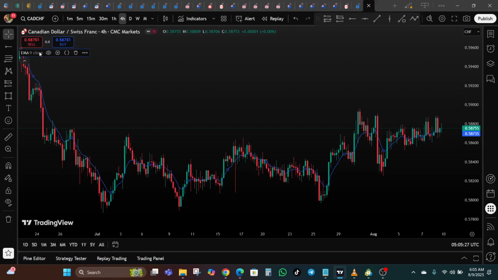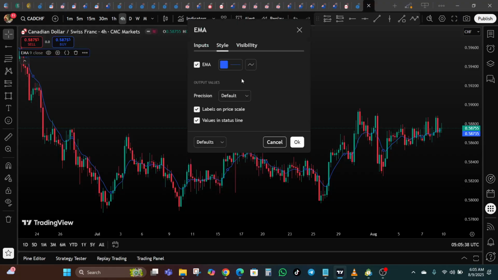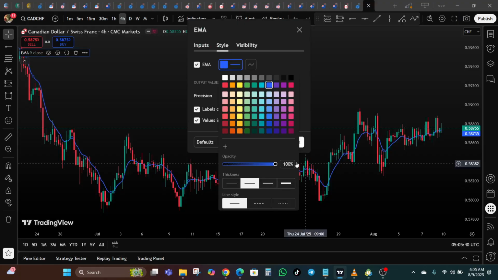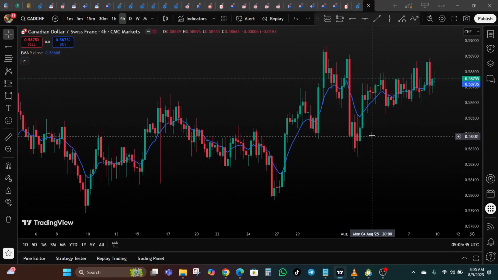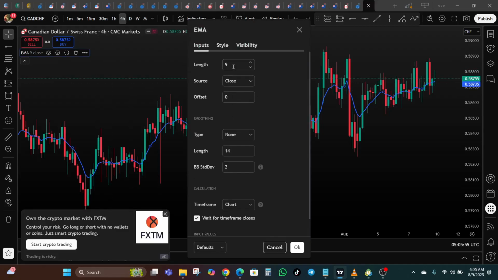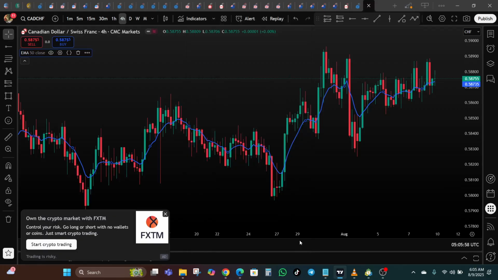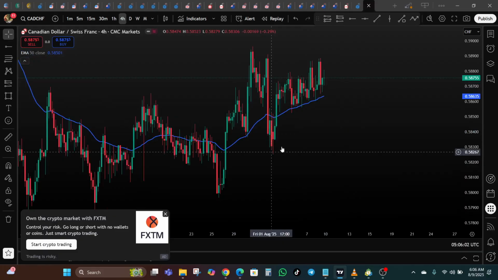Now a short-term moving average like the 9 EMA, the one that we have right here on the chart, is the 9 EMA. As you can see, the period, the length is set to 9. Let me just increase the thickness a bit. So this is a short-term EMA because the period is set to 9. It can help you to catch quick intraday moves. Then when you want to catch longer moves, you can change the length to 50, for example. The 50 EMA can help you filter trades in the direction of the main trend.